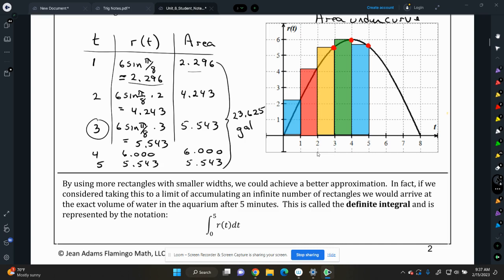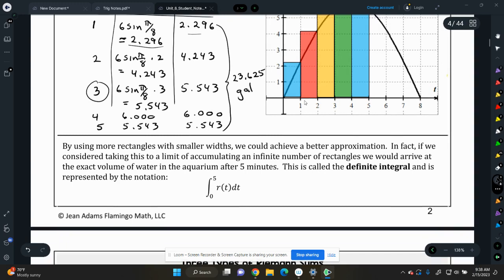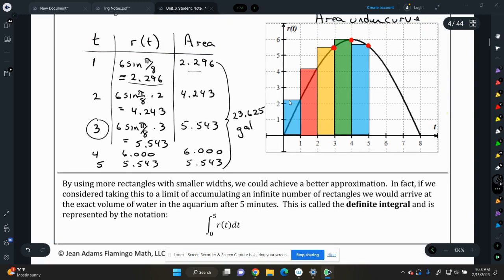So if I'm just approximating the volume from 0 to 5, these rectangles are going to give me an over approximation. Since this curve is symmetric, if I approximate it from 0 to 8, it's going to balance it out, and I will get an exact approximation. Again, we'll just hold on to that thought for a couple minutes.